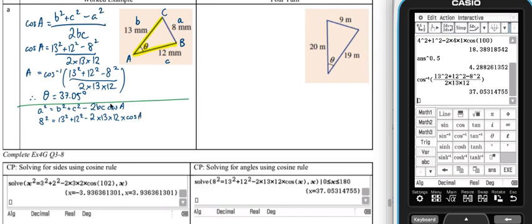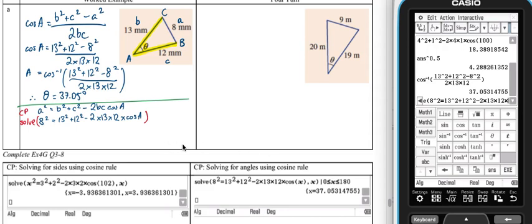Now, you can do it this way, or you can just go, listen, I know my ClassPad can solve equations. I don't need to rearrange. I can just plug this into my ClassPad. So we go Shift, equals for solve, and go 8 squared is equal to 13 squared plus 12 squared, take 2 times 12 times 13. Sorry, it should be 13 times 12. It doesn't matter, but I just want to follow along with the example.